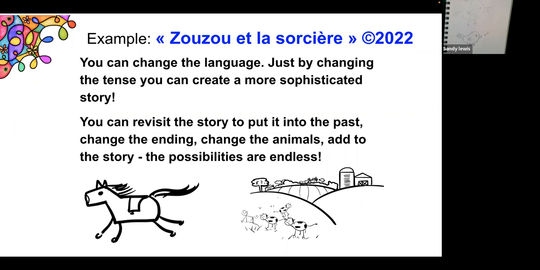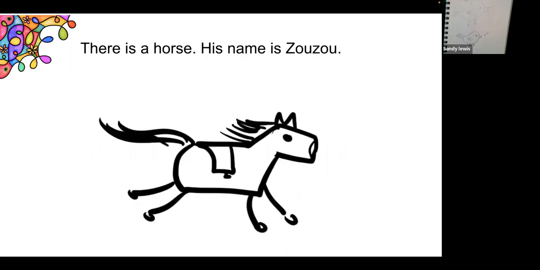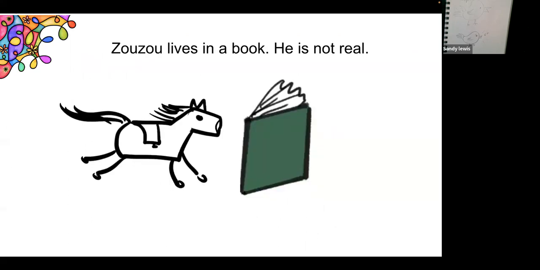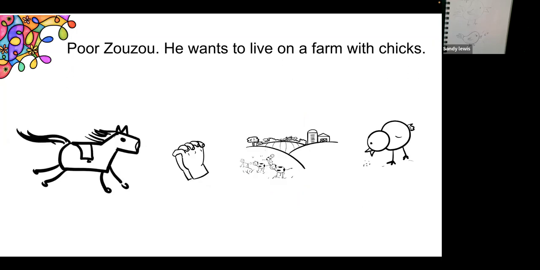Okay. And it's Zuzu and the witch. Okay. This is in English, but you could transpose this very easily on the Google slideshow into the language that you want. There is a horse. His name is Zuzu. Zuzu lives in a book. He is not real. And what you do is you've got the pictures and you could take the words away and say, what do you think's going on in the story? And then plop in the words. Okay. Very easy to do that.